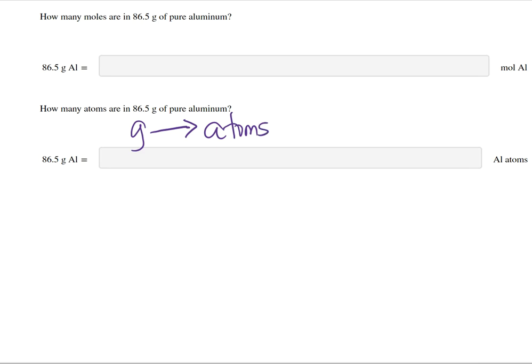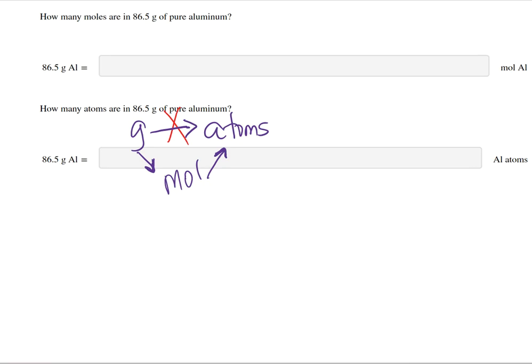So then you want to ask yourself, is there a direct relationship between the gram and the atom? And there is not a direct relationship. So I cannot go straight from grams to atoms. So then you want to think about, is there a unit that they each have in common? So is there a unit that does have a direct relationship with the gram, but then at the same time, it also has a direct relationship with the atom. And there is. That unit is the mole. We have a direct relationship between the gram and the mole. We also have a direct relationship between the mole and the atom. So by going to the mole first, it allows us to go from what was given to what's needed.